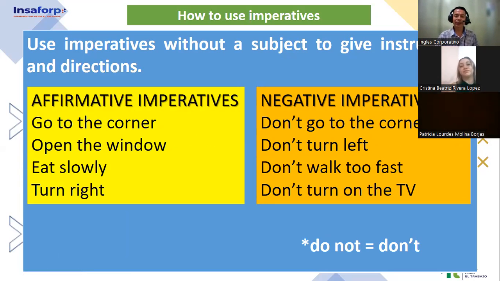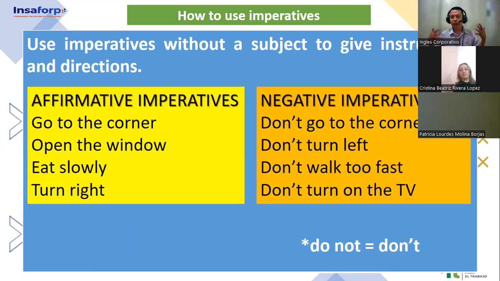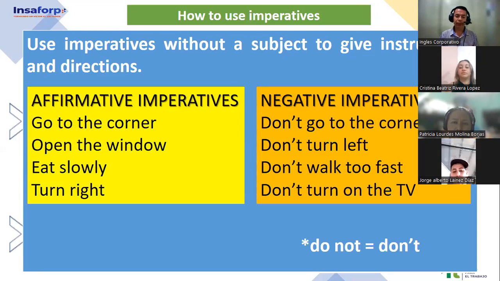Now, yesterday we were learning about the affirmative, right? We use affirmative to give instructions, direction, etc. Here, for example, we have the affirmative. We say, go to the corner. Open the window. Eat slowly. Turn right. Turn left, etc. So those are indications, instructions and how to do or how to get to one place, right?